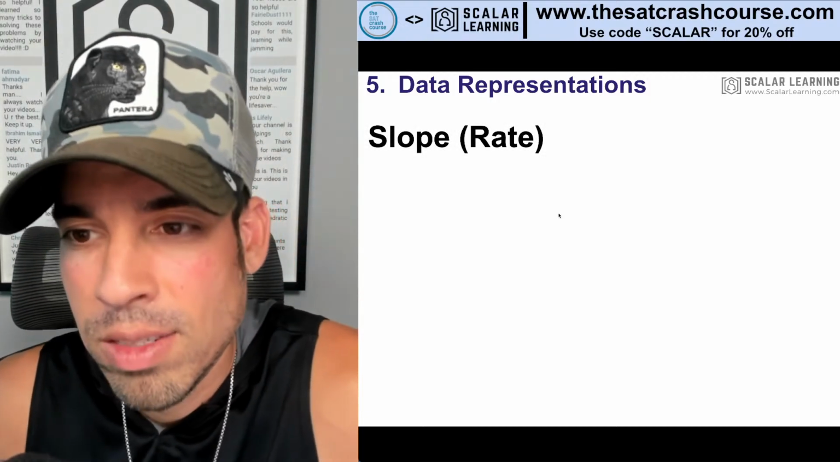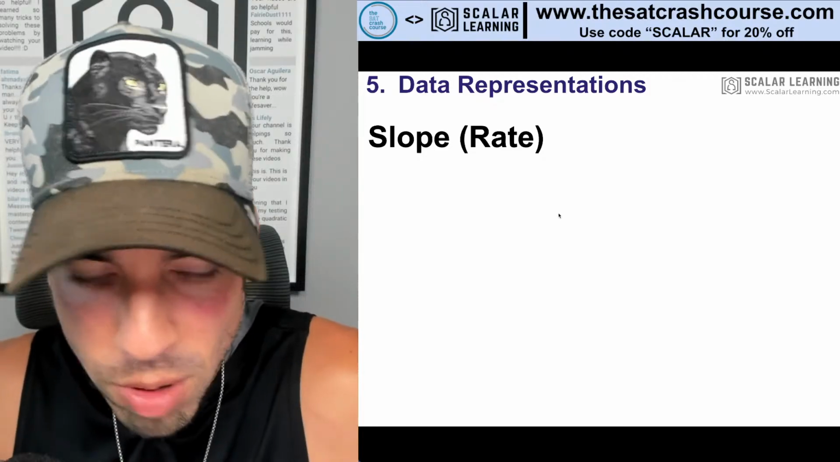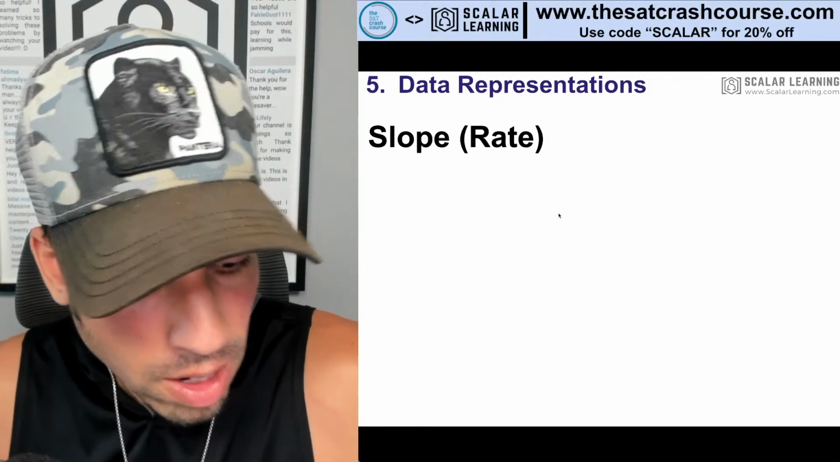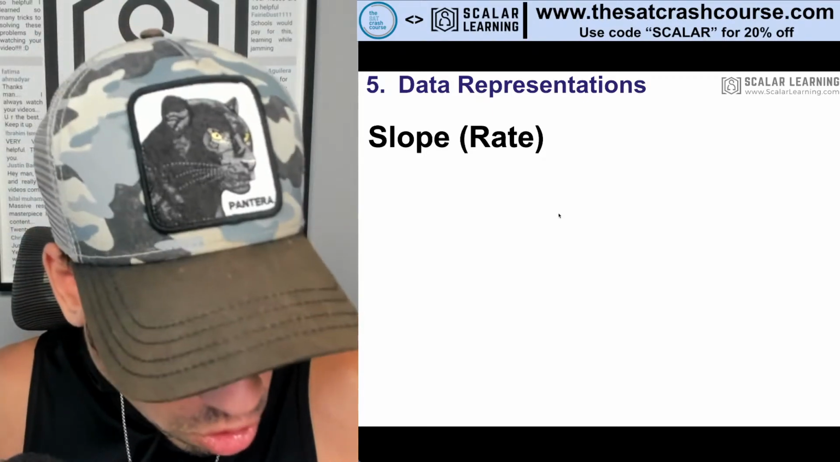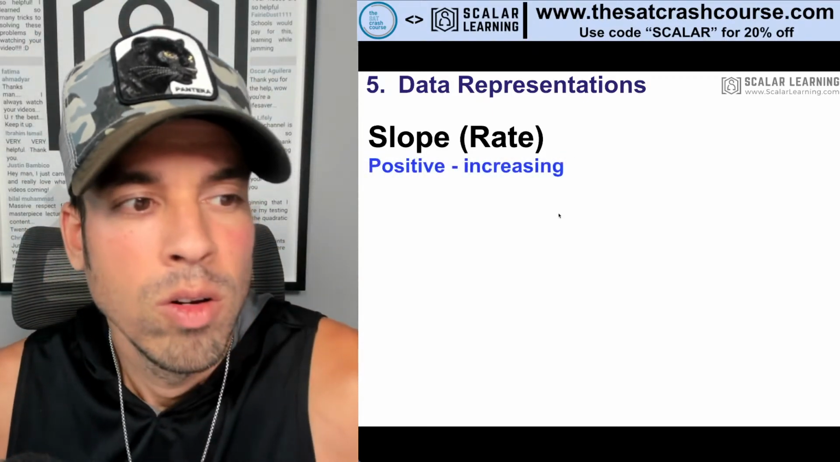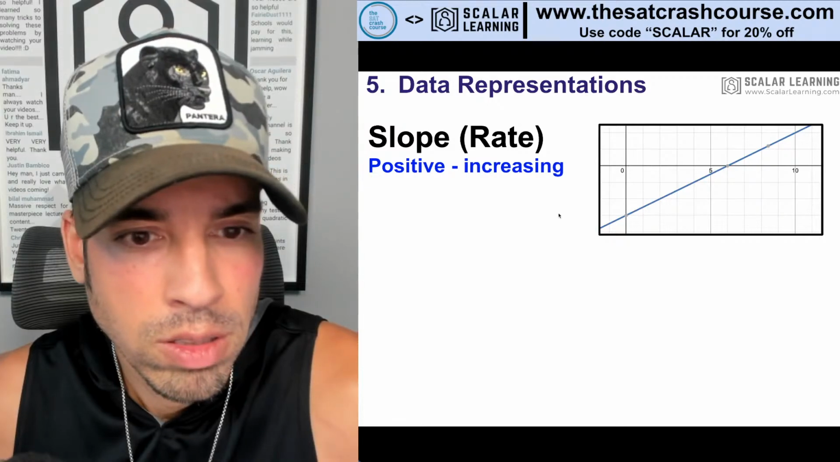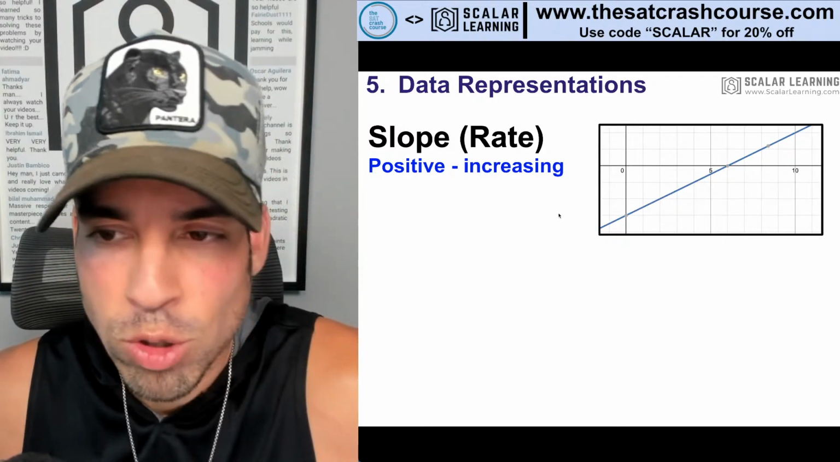So what are data representation types of problems? A lot of times you're going to look at data in a graph format or different ways, and you're going to see if you can interpret it correctly. Now, when we think about different linear relationships, first, we're going to talk about slope.